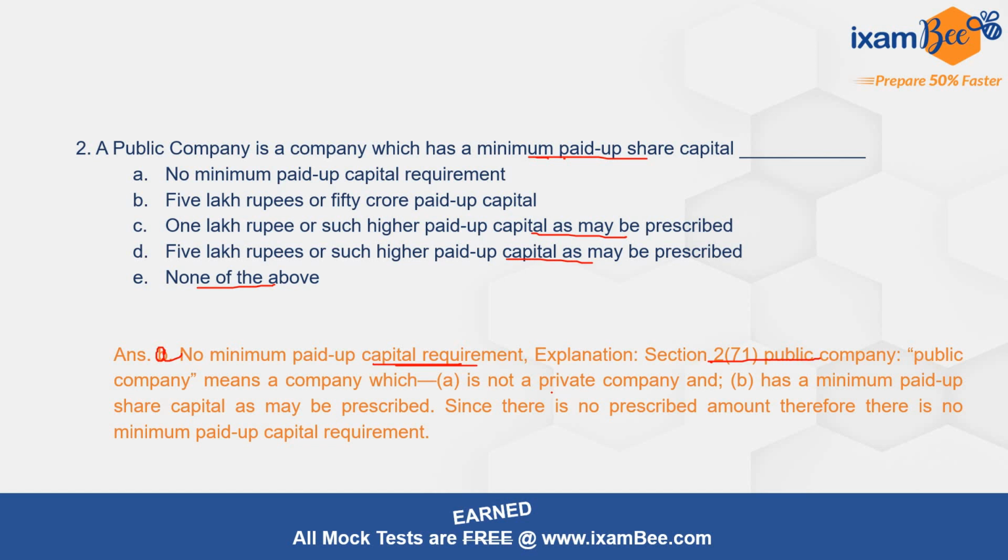So public company, it mentions, is a company which is not a private company, has a minimum paid up share capital as may be prescribed, and so basically as of now there is no prescribed amount and therefore there is, we can say, no minimum paid up capital requirement as of now with respect to a public company. So the correct option with respect to this is option A.